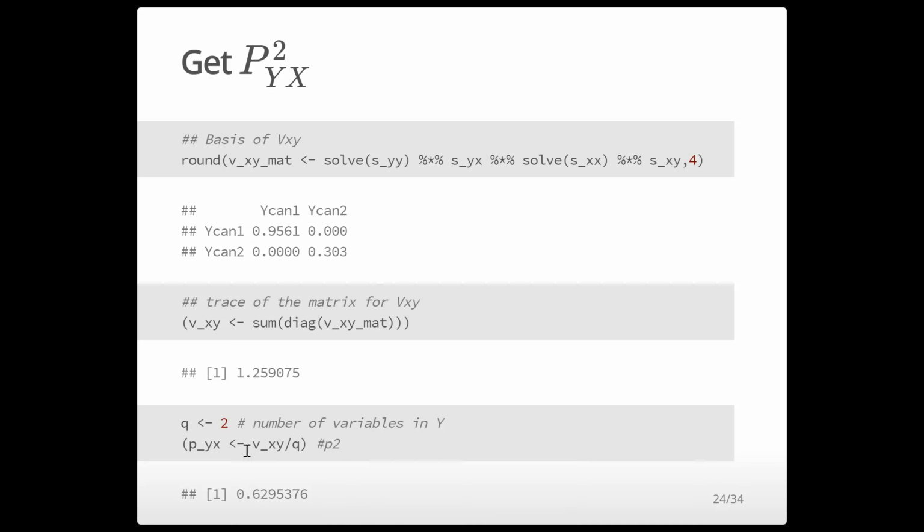So I'm going to add up the diagonal elements. And then to get my p squared, I'm going to divide by the number of variables in y. So I'm going to divide by 2 here. And so that's going to be my p squared statistic.